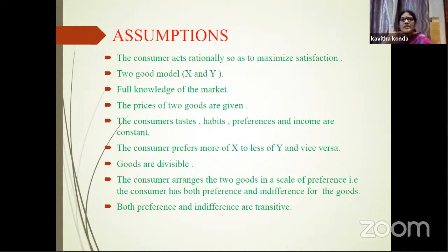The first assumption is, as usual, that the consumer is rational, so he wants to maximize his satisfaction at every particular use of a unit. Each and every unit he consumes, he wants to maximize his satisfaction. The next assumption, as I told you, is that it is a two good model. In diminishing marginal utility, it is a single good model. Here it is a two good model. Take the example of X and Y, or you take any goods, apples or oranges, anything. So this is a two good model.